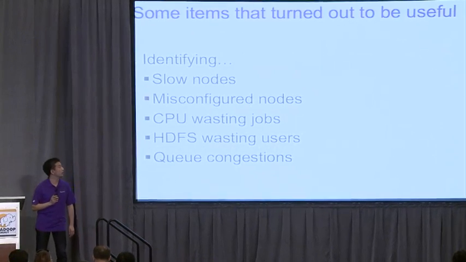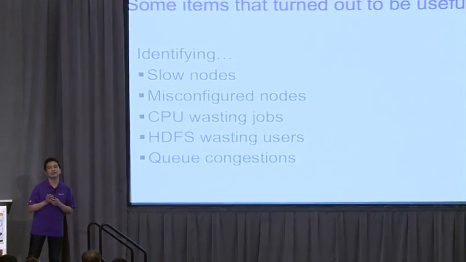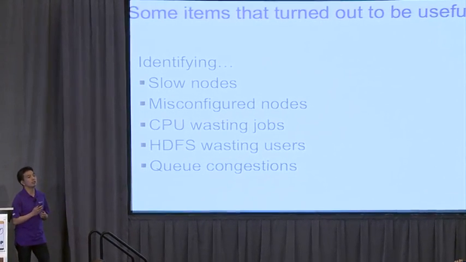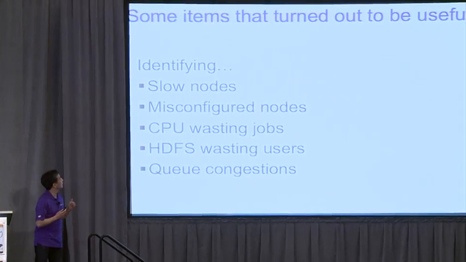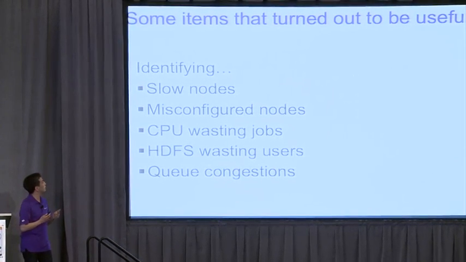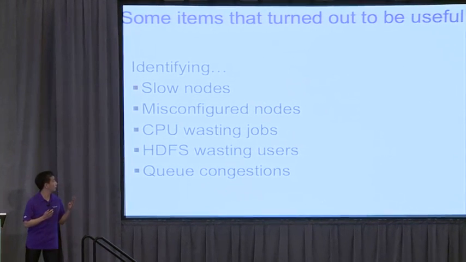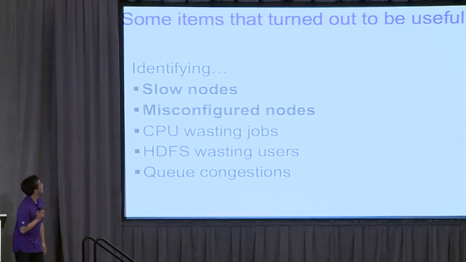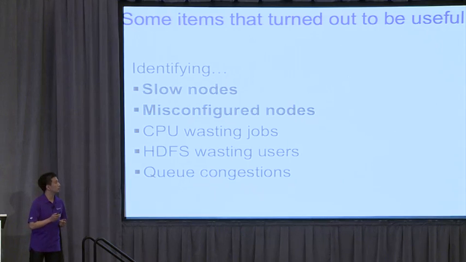Instead, I'll be sharing with you some of those tiny things that I tried. And most of them were useless, but some turned out to be more useful than I initially thought, including identifying slow nodes, misconfigured nodes, CPU wasting jobs, HDFS wasting users, and queue congestions. And I'll be spending probably half of the time on the first two, so figuring out which one is slow or finding out which one is the misconfigured nodes. These two changed how I interact with the users and how I start debugging issues.